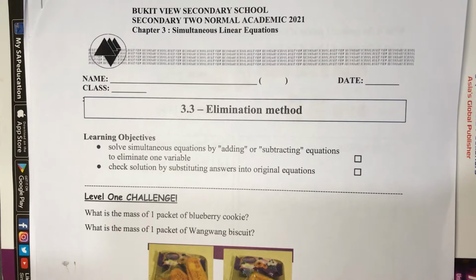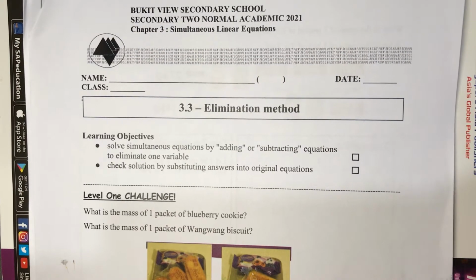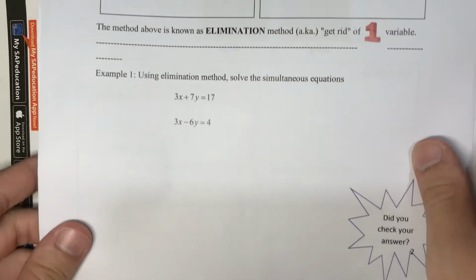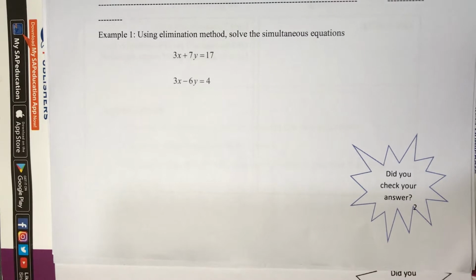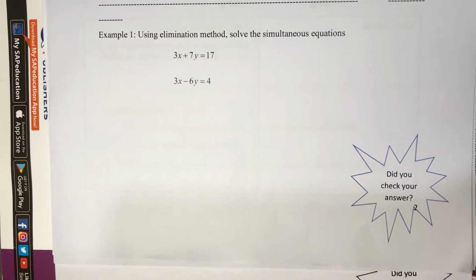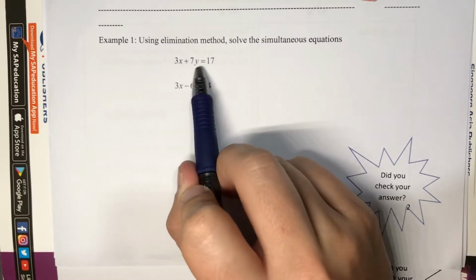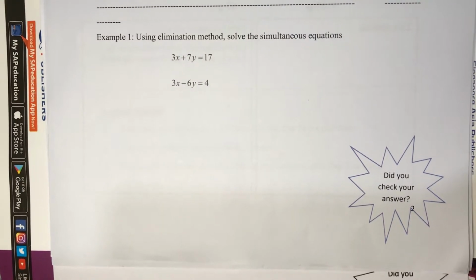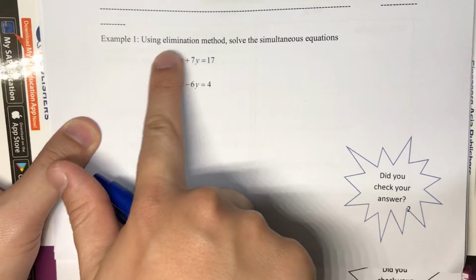Okay, hello everyone. Today we're going to look at worksheet 3.3 and we'll begin the elimination method with example 1 on page 2. Here we have a simultaneous equation. Simultaneous equation means that there are two equations happening at the same time, and when you have two equations and two variables x and y, you can find a set of x and y that will solve them. So we need to solve these two simultaneous equations using the elimination method.